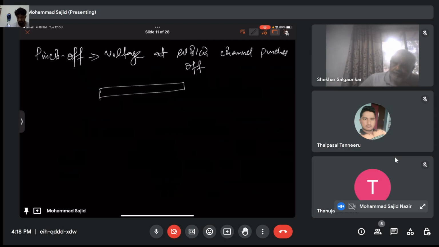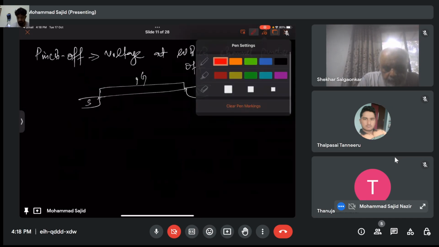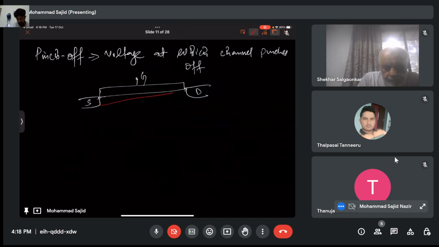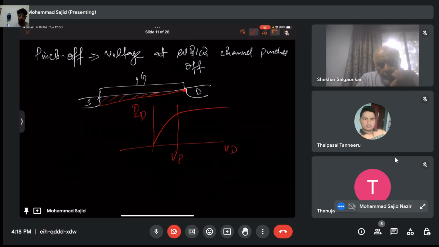That means if it was your gate, source, drain, like this voltage at which the channel starts pinching off. And after that, this is your VP, in the ID-VD curve. After that, the current remains constant.